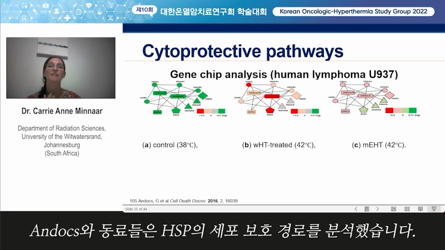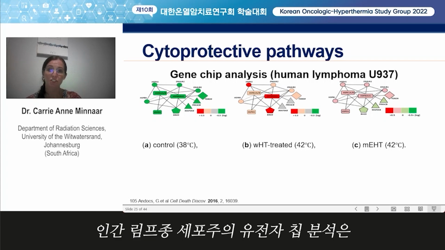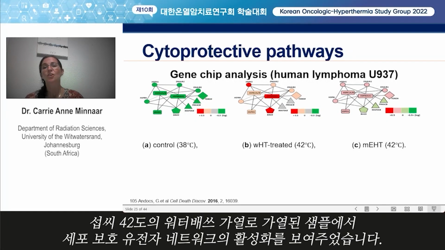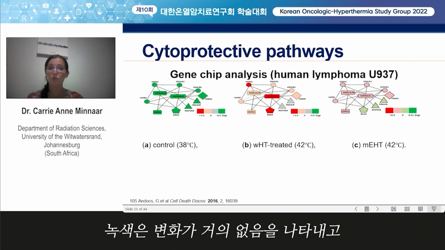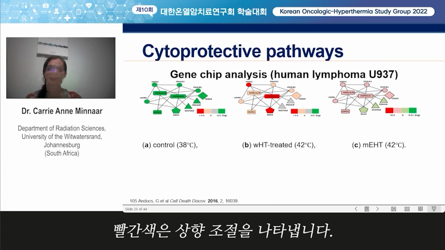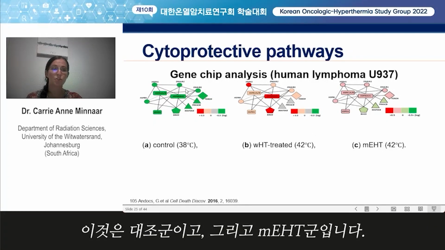Okay, Andox and colleagues analyzed the cytoprotective pathways of HSPs. A gene chip analysis of human lymphoma cell lines showed an activation of the cytoprotective gene network in samples heated with water bath heating at 42 degrees Celsius. The green here represents little to no change, while red represents upregulation. There's a control as well as an MEHT heated sample.